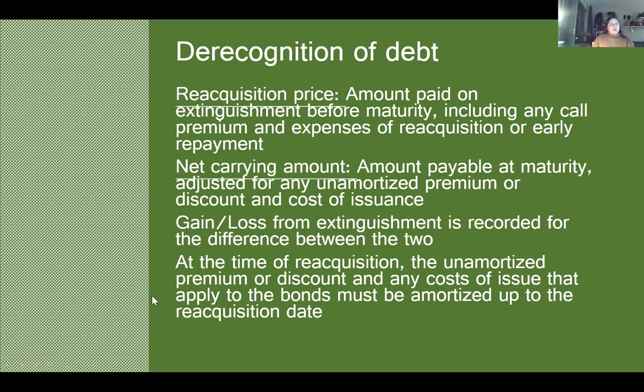One thing that's important when you're doing that is that at the time of reacquisition, so at the time that you're paying the full balance, you have to calculate your interest expense up to that date. So if you have payment dates of March 1st and October 1st, and you do your reacquisition on May 1st, you have to calculate your interest expense from March 1st to May 1st in your books to get to your net carrying amount on May 1st.